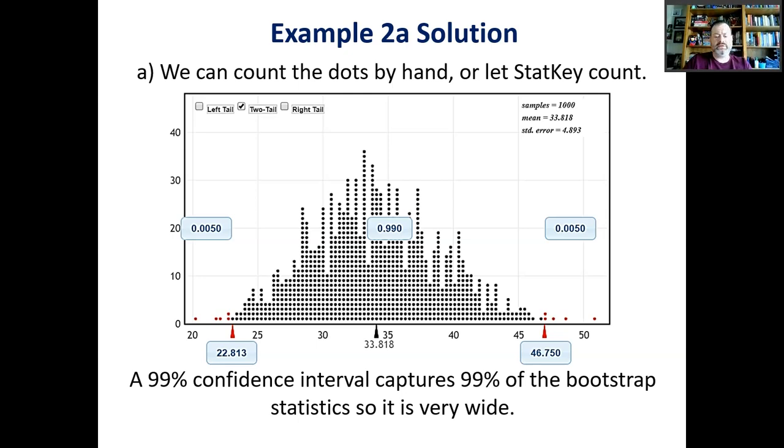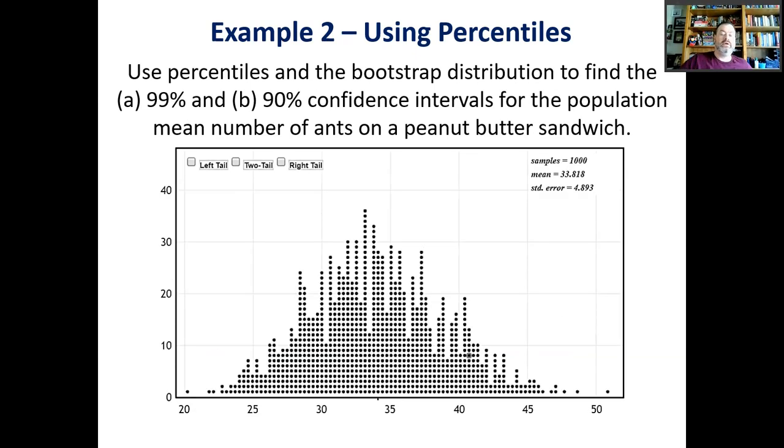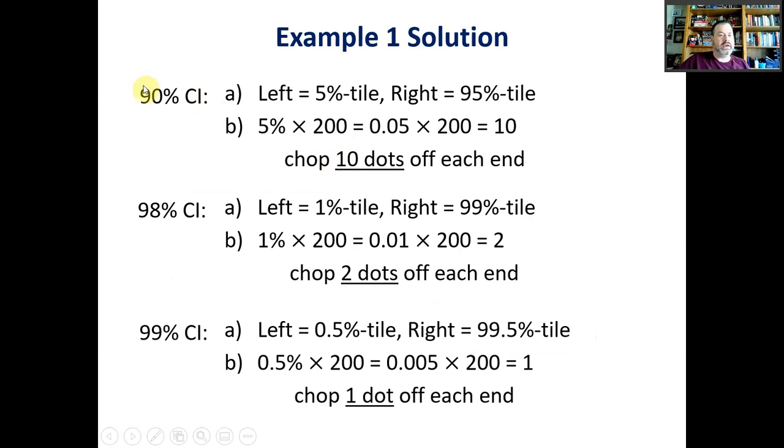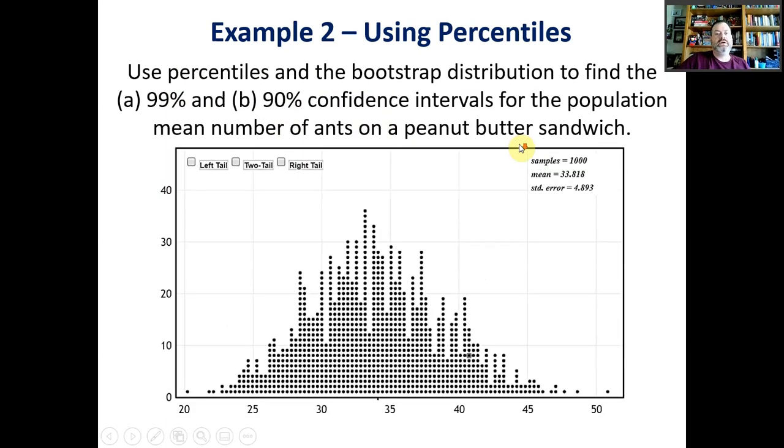What about, let's do part B. What about the 90% confidence interval? Well, go back here, 90% confidence interval. So the left side is the 5th percentile. So that's going to be 5% times 1,000. We're doing 1,000 now in this example. So 0.05 times 1,000 is 50. So to do 90% confidence, we chop 50 dots off of each side.